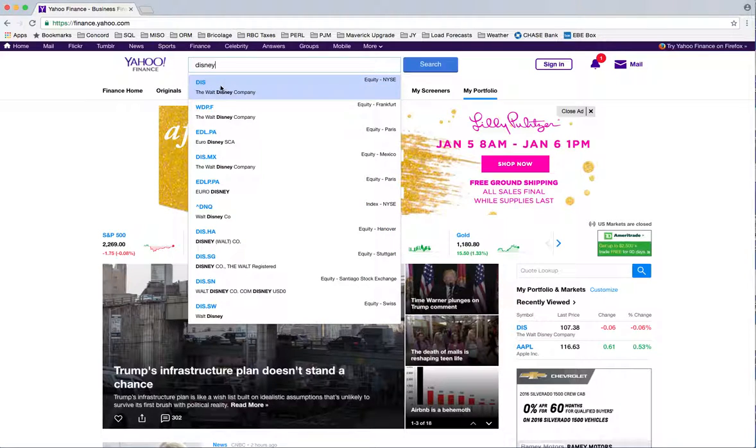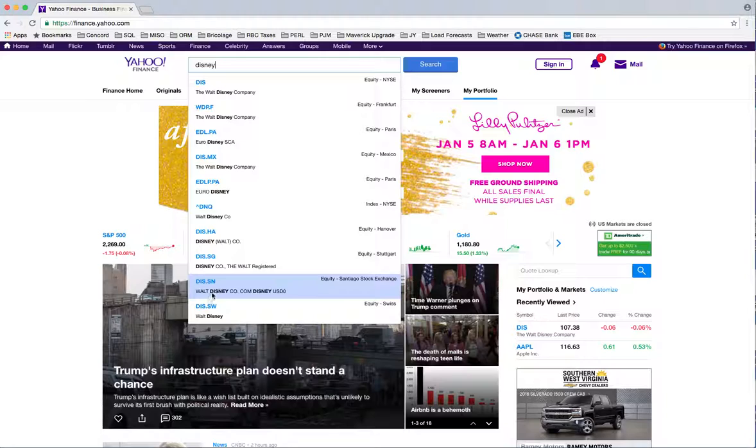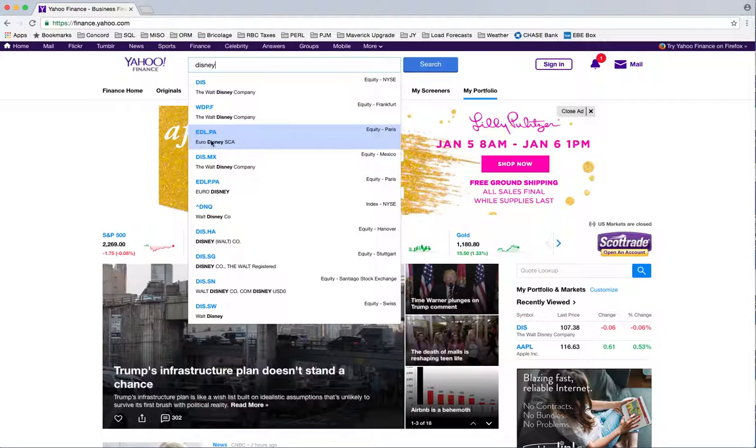And you'll see that when I put that in, it gives me a drop-down list trying to figure out what we're talking about here. You can see there's some other Walt Disney Company listed stocks, so on the Paris Exchange, Frankfurt, Mexico, all of that. I don't really care about those. I'm looking for the Walt Disney Company on the New York Stock Exchange, so that's what I'm going to go for. Okay.